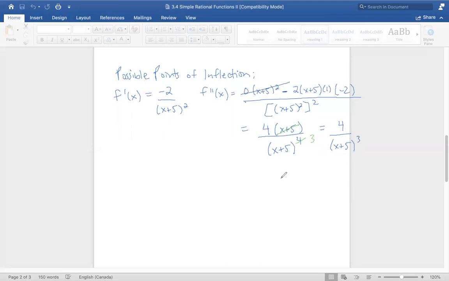Then we set it equal to 0, so 0 equals 4 over x plus 5 cubed. Again, 0 is really just going to be equal to the numerator, so what's happening here? Does 0 equal 4? This does not exist. That means, therefore, I have no points of inflection. I have no inflection points.